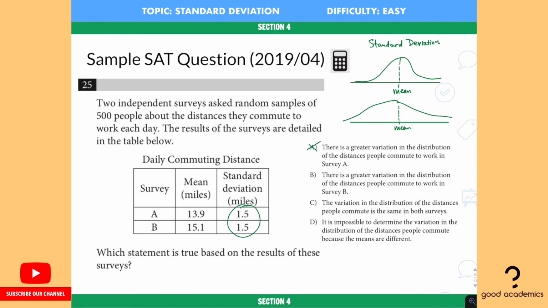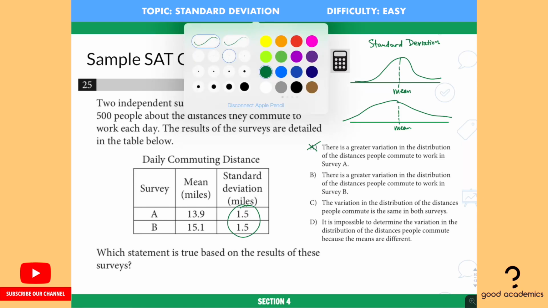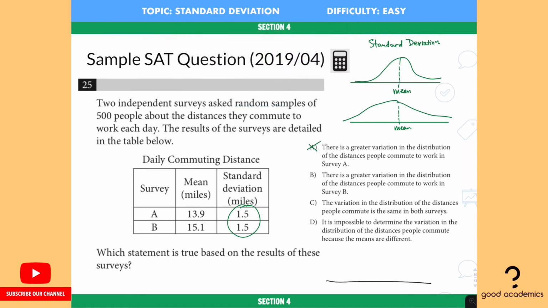Now, if I want to actually graph it, can I graph it here? Let's just say we have a value of 13.9 and then we have a value of 15.1. So how would this graph look? The graph would look like this. That would be the graph for the 13.9, the survey A.